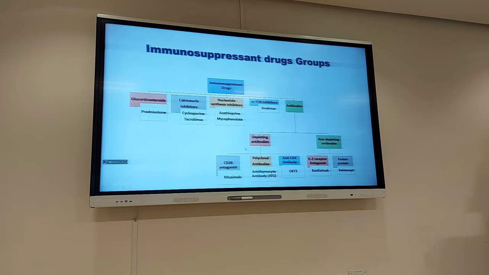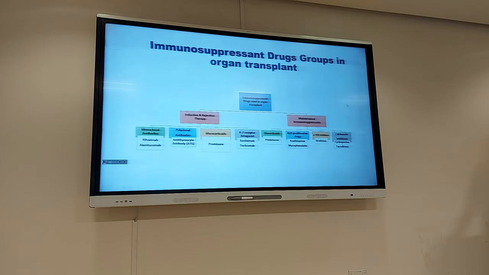The depleting ones kill the cells, so they kill the B cells, T cells, lymphocytes, and prevent the proliferation. The non-depleting ones mainly mediate the cytokines, so they could inhibit the IL-2 receptor, for example, in this case. There are other groups of immunosuppressants, but I just kept the ones related to organ transplant.